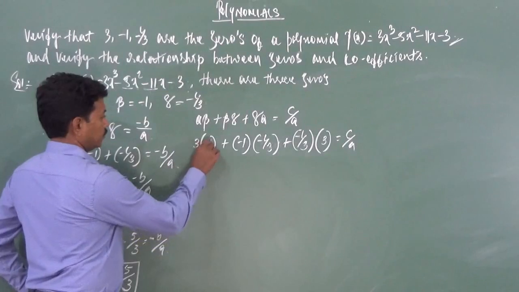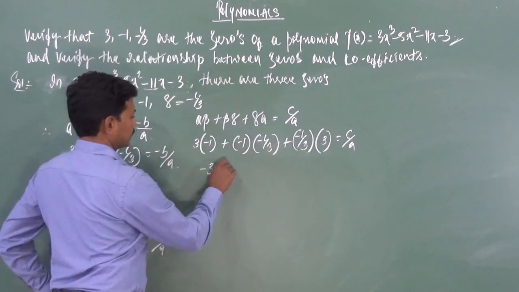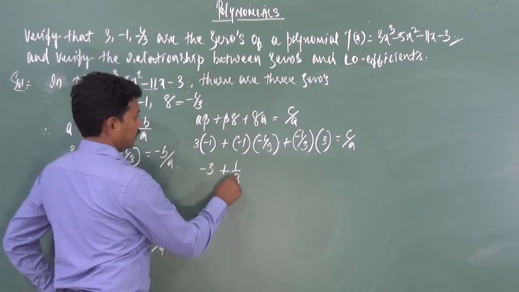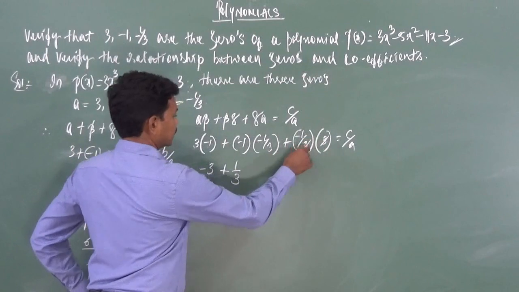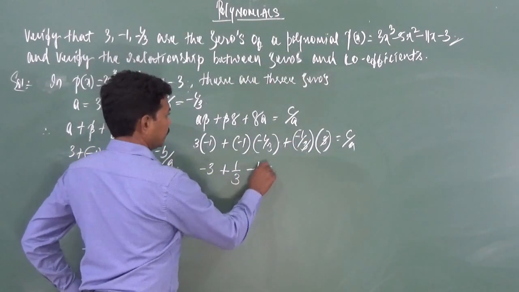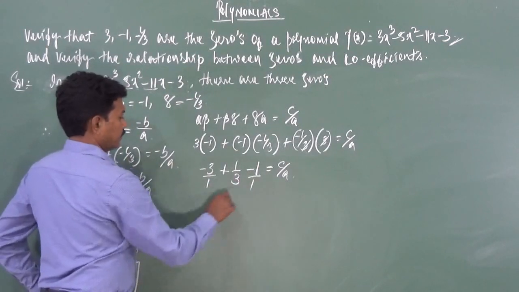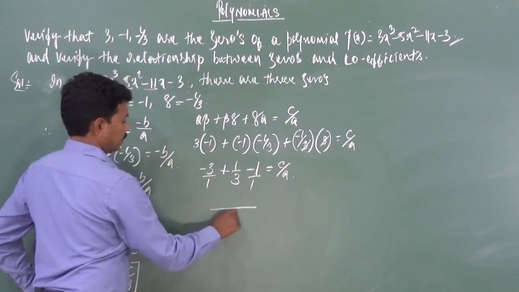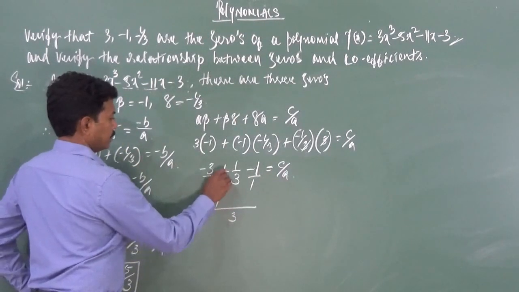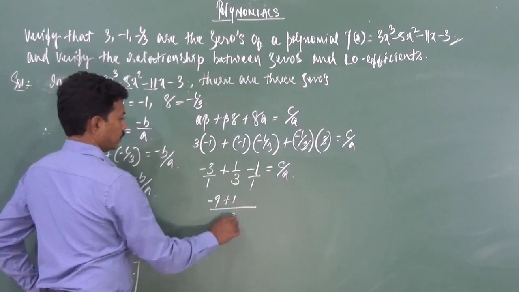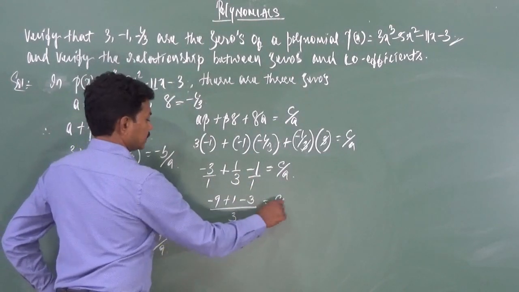So 3 into minus 1 is minus 3, minus 1 into minus 1 by 3 is plus 1 by 3, and here minus 1 by 3 into 3, the 3 and 3 get cancelled, so you are left with minus 1 is equal to C by A. Okay, we will take the LCM here. For 1, 3 and 3 the LCM is 3. Minus 3 by 1 into 3 is minus 9, plus 1 by 3 into 3 is plus 1, minus 1 by 1 into 3 is minus 3. So that is C by A.